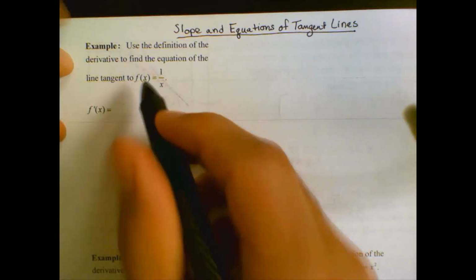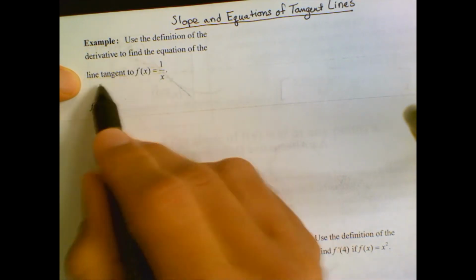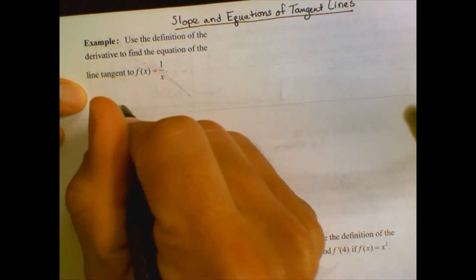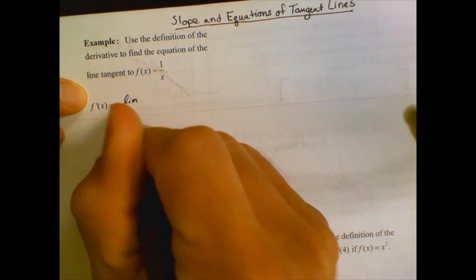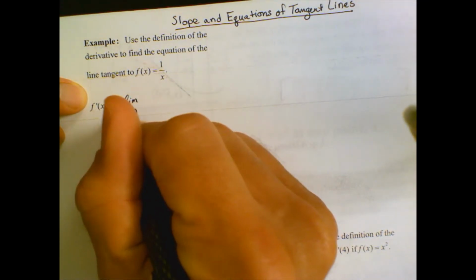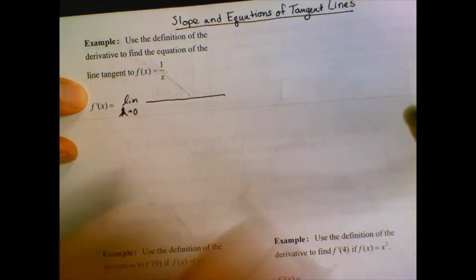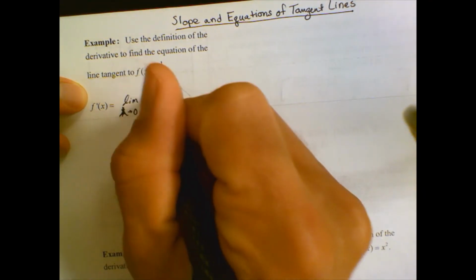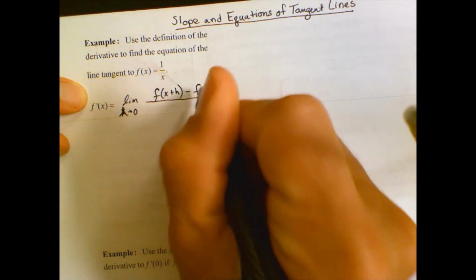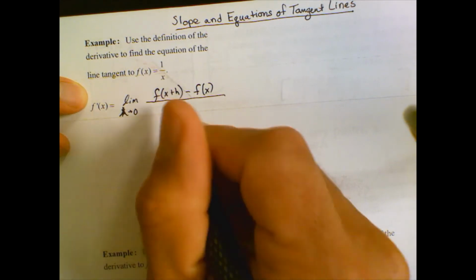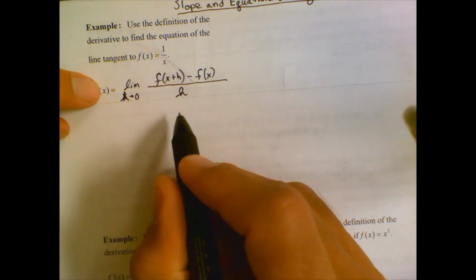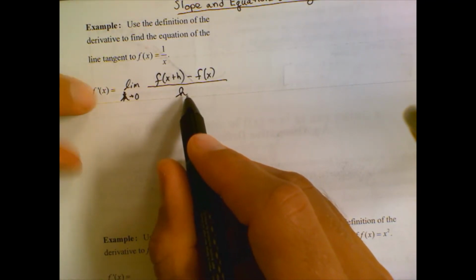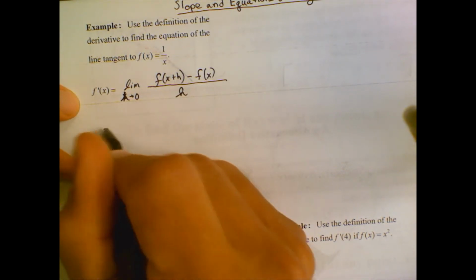In order to use the definition of derivative to find the equation of the tangent, what we're going to do is write down the definition first. So limit as h approaches 0 of the difference quotient. The difference quotient looks a lot like the slope formula. f of x plus h. So I'm going a little bit to the right of f of x. And then this at the bottom would be x plus h minus x, but when you subtract those, you'll just get h. So here's your definition of the derivative in limit notation.